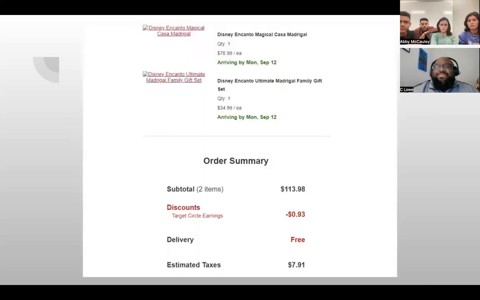And this is an example of a pick ticket and also order confirmation.